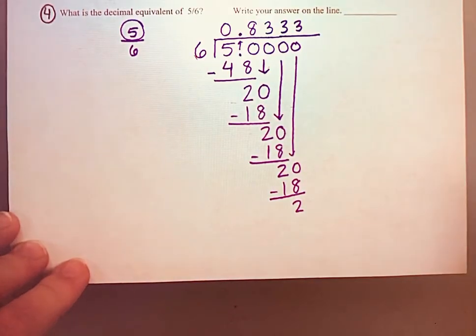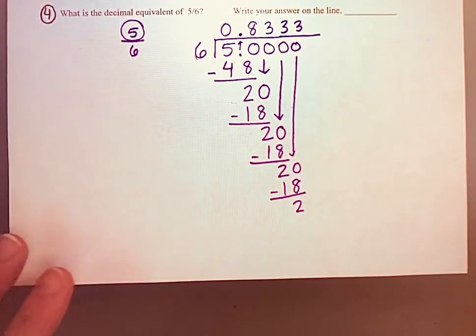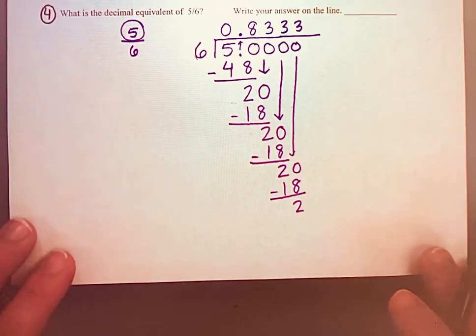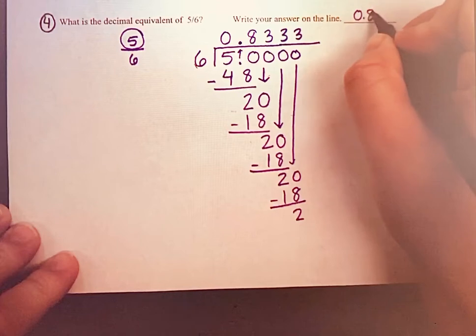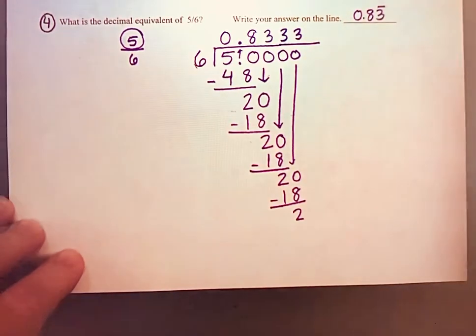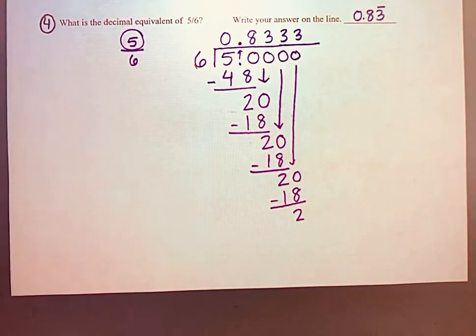So again, just like I said with the previous problem, sometimes they give you a box to put your answer in, and sometimes they don't. Sometimes it's multiple choice. So if you had to put your answer in the box here, you would write 0.83 repeating, but most likely this would be a multiple choice question.